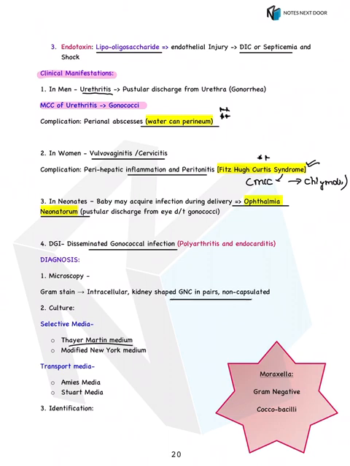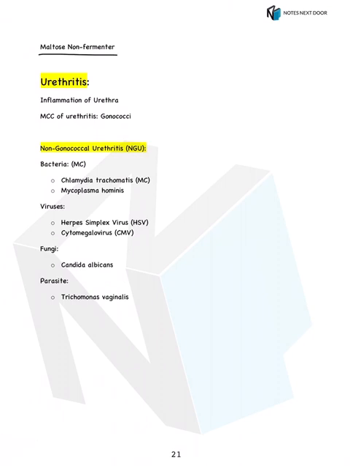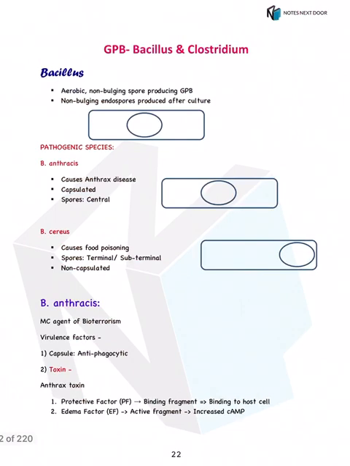Microscopy we have already talked about. Selective media is same for both, that is Thayer-Martin media and the modified New York City media. And transport media is very important for Neisseria, that is Amies media and the Stuart media, okay. Now coming on to the identification, I said this does not have M, hence it is maltose non-fermenter, okay. It can cause urethritis. Then you also have a question come, non-gonococcal causes of urethritis. In bacteria other than gonococci, what causes urethritis? That is the chlamydia trachomatis and mycoplasma hominis. Virus, it can be herpes simplex virus, cytomegalovirus. Fungi, it can be candida albicans, and parasite, it can be trichomonas vaginalis.